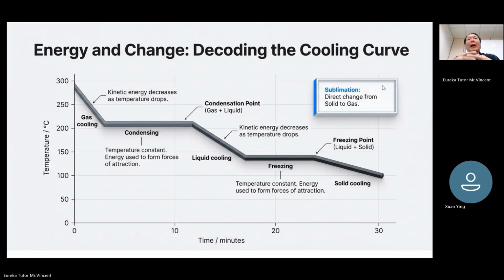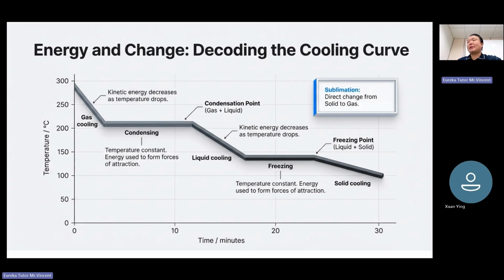Next, energy and change, decoding the cooling curve. This kind of line is very important. From here, you can see that the line goes down, horizontal, goes down, horizontal again, and moves down. As shown in the cooling curve diagram, temperature decreases as the particles lose kinetic energy. However, we need to notice the flat sections, the horizontal lines. That is during condensation and freezing.